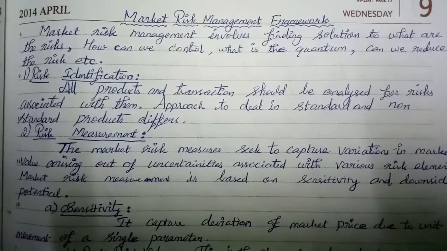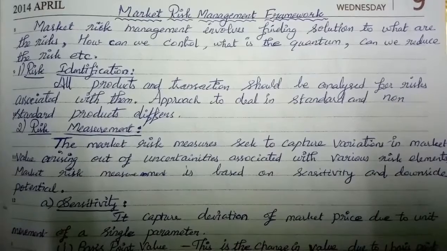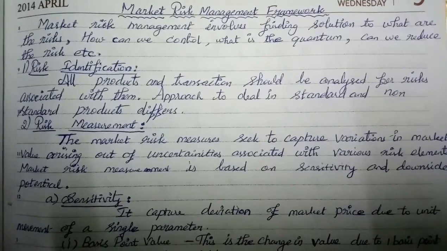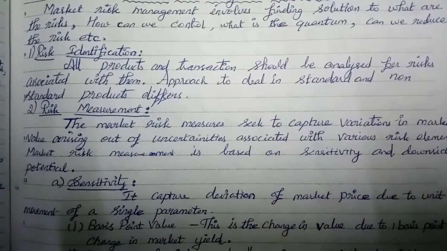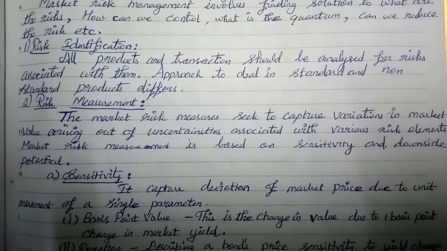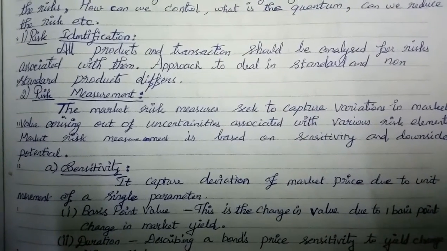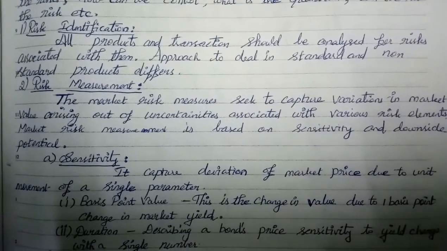Market risk management framework. Market risk management involves finding solutions to what the risks are, how we can control them, what the quantum is, and whether we can reduce the risk. First one is risk identification. All products and transactions should be analyzed for risk associated with them. The approach to deal in standard and non-standard products differs.